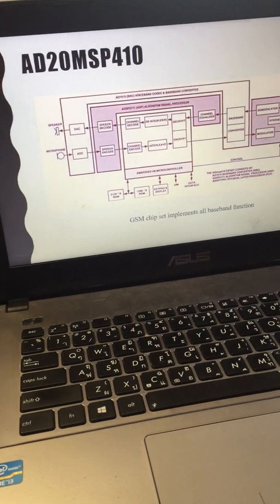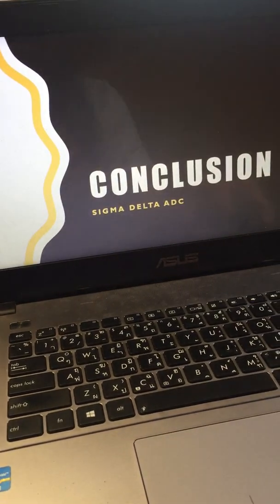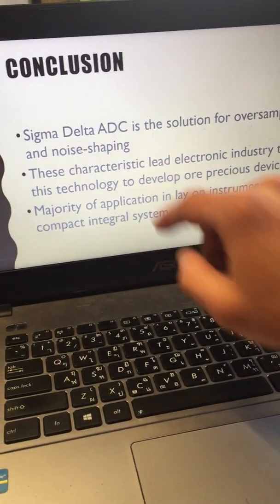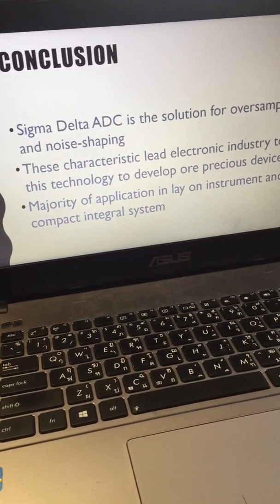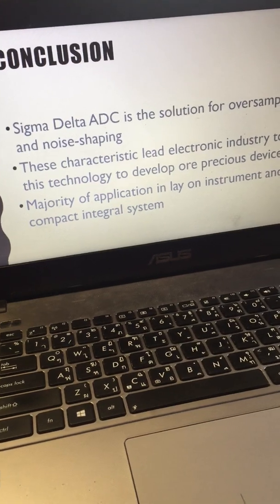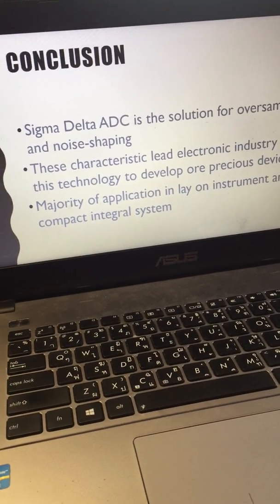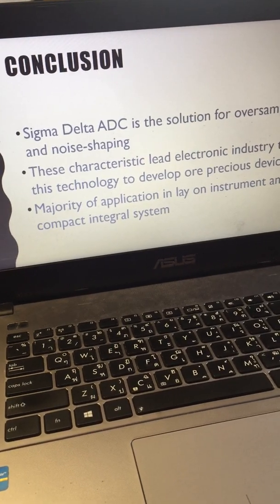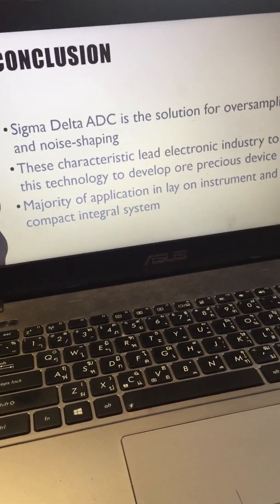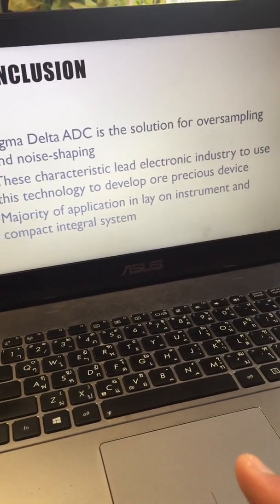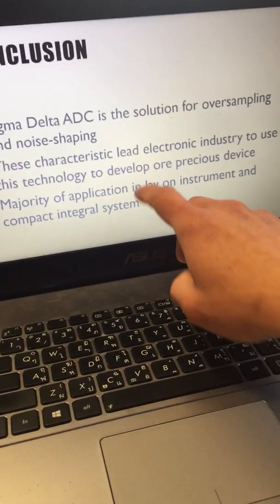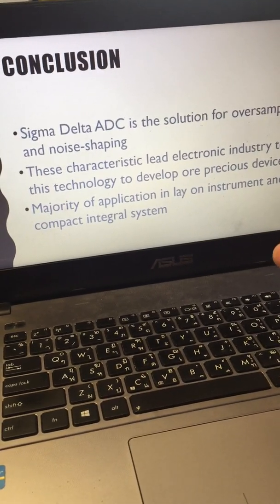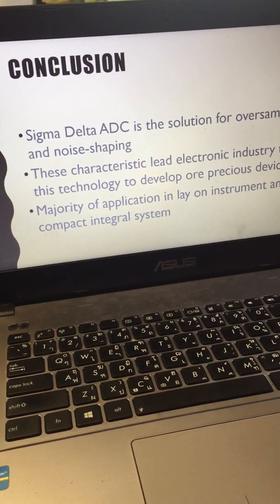That's its application. Now I'm going to end with the conclusion. The first thing is that the sigma delta ADC is a solution for oversampling and noise shaping. Just like I said before, every system has its own propagation delay, so we overcome this problem. These characteristics lead the electronic industry to use this technology to develop precision devices.